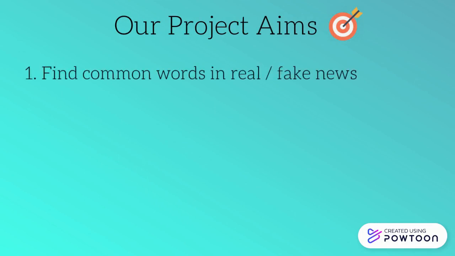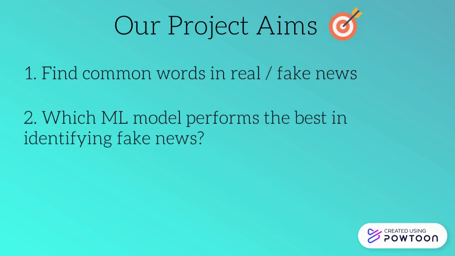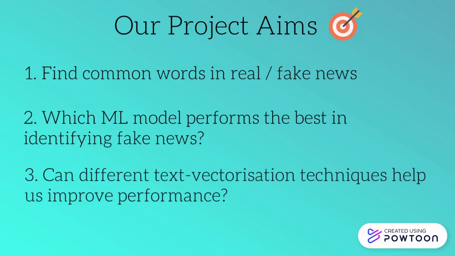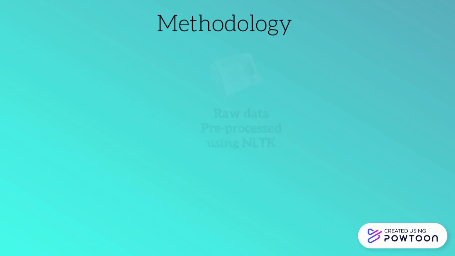We want to first identify the common words found in both real and fake news, then find out which machine learning model performs the best in identifying fake news, and lastly, discover whether different text vectorization techniques can help to improve our model's performance. And how are we going to do that?